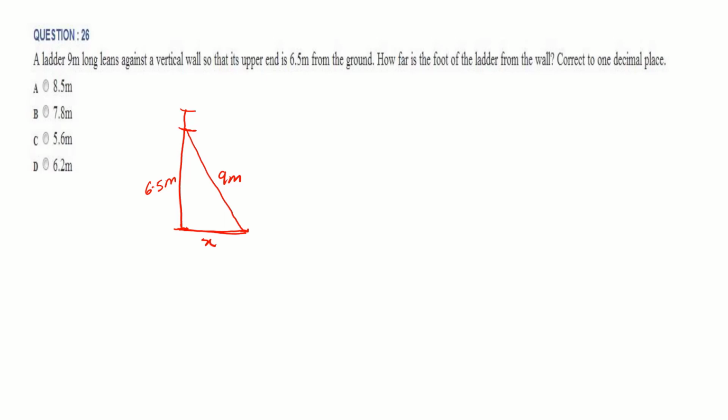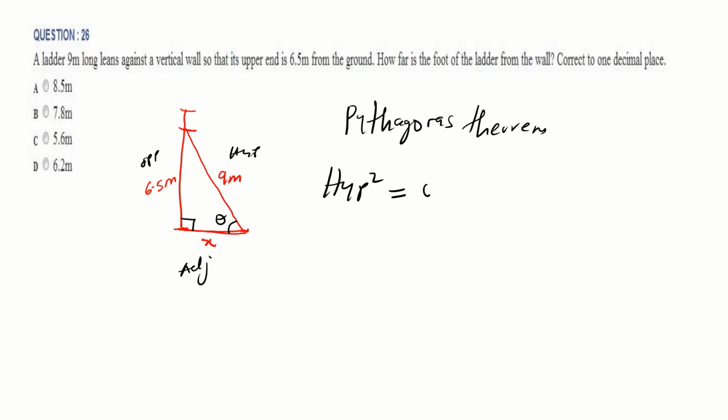Here, this is a simple question from right angle triangle. We have a right angle triangle here. This is our hypotenuse. If we are assuming that this is our theta, we're going to have our opposite here, and this is going to be the adjacent. Now, recall from Pythagoras theorem that the hypotenuse square must be equal to the opposite square plus adjacent square. So here you have the hypotenuse to be 9 square, must be equal to opposite square, which is 6.5 square, plus adjacent square. Here in this case, this is x square.